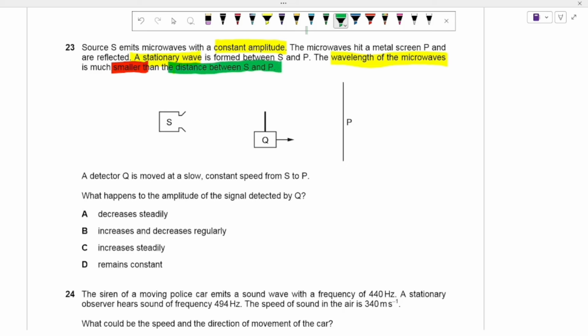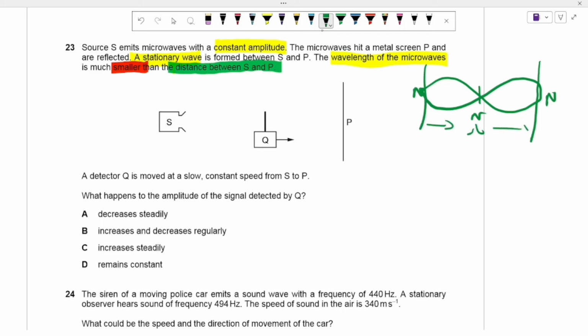So physics requires you to know a lot of concepts, and it's very important for you to be thinking about this. The wavelength of a microwave, if it's going to form a stationary wave, how do you find the wavelength of a stationary wave? We have a node, it'll go like this, then we have a node here, then we have another node here. So this distance is basically your wavelength lambda. From one node to another node, this distance is lambda.